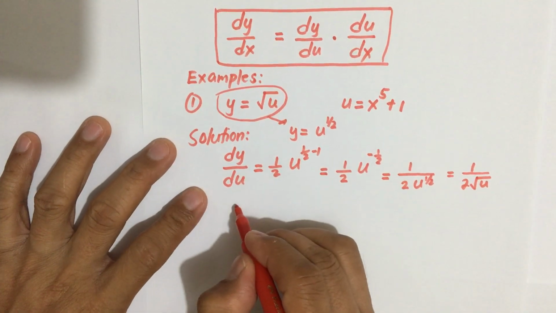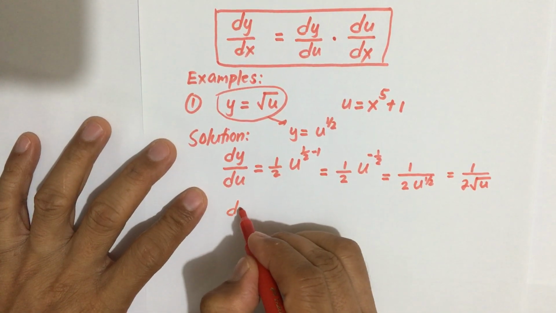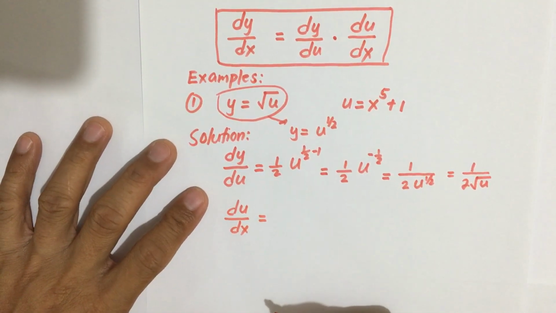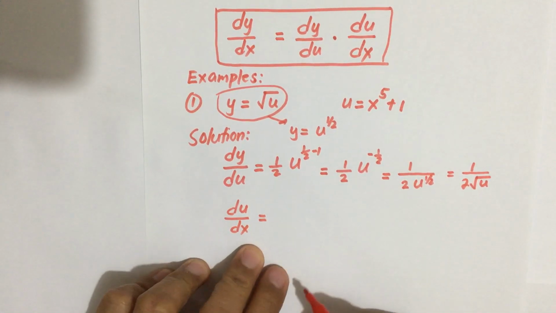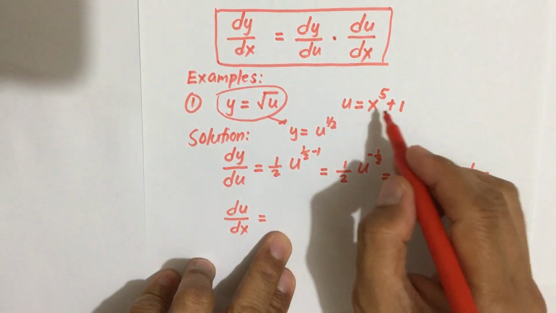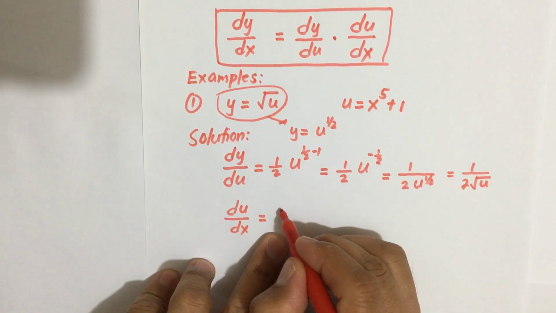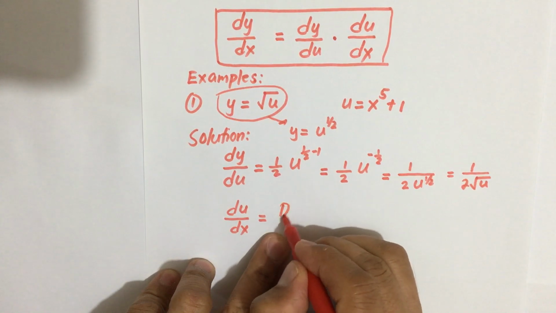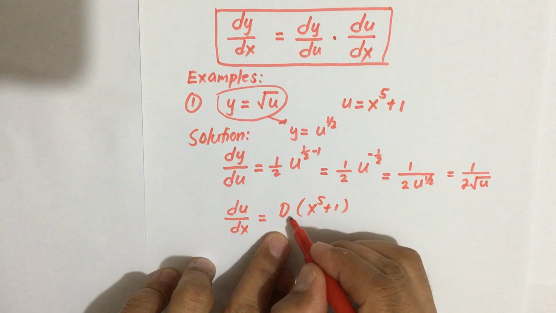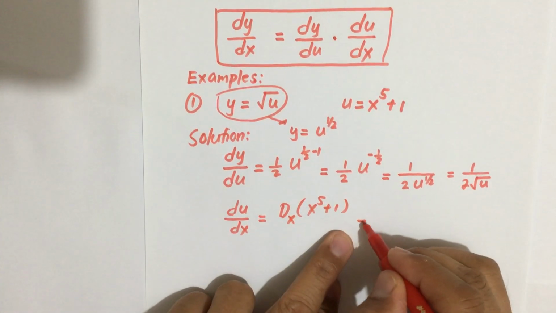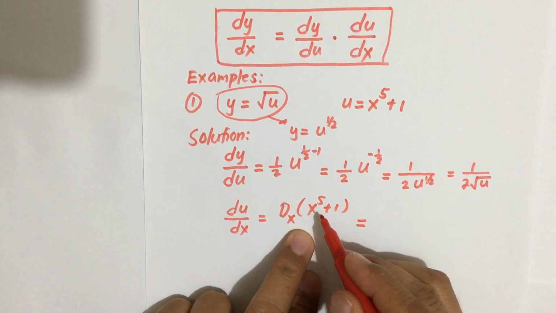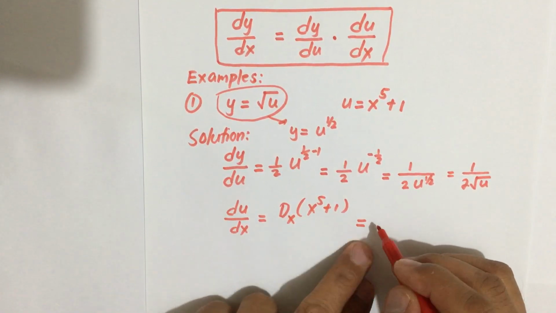Then what is our du over dx? Our du over dx. This is our u, so it means that this is equivalent to the derivative of x to the 5th power plus 1 with respect to x. So this is equivalent to, for the derivative, you apply the sum rule and also the power rule.